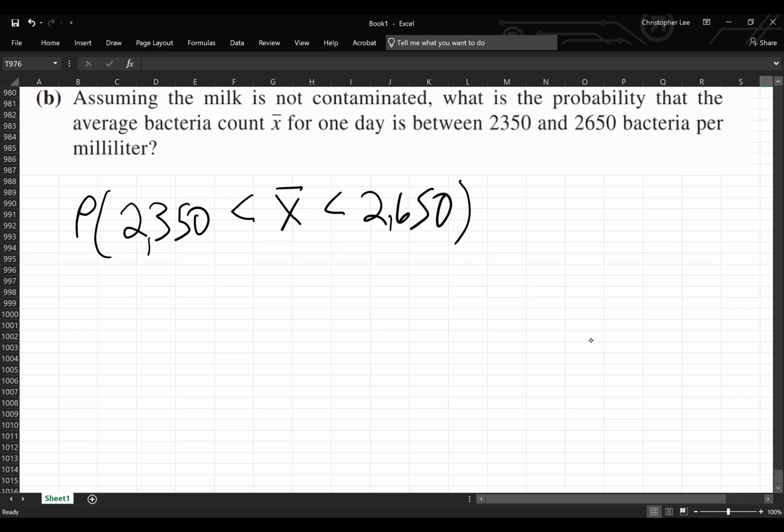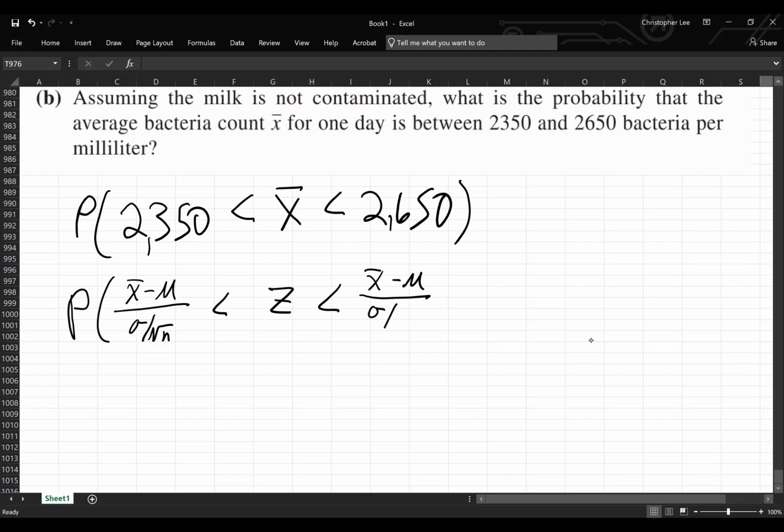So let's convert this into a z, something that we know how to do. So this is going to become the probability of X bar minus mu over sigma over the square root of n, less than z, less than X bar minus mu over sigma over the square root of n. Just plug in the numbers, right? Plug in the numbers. This becomes what?